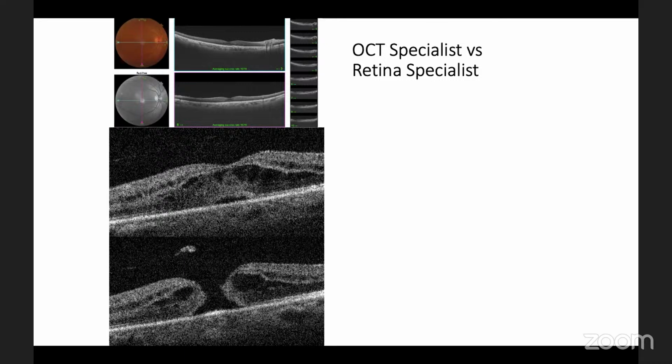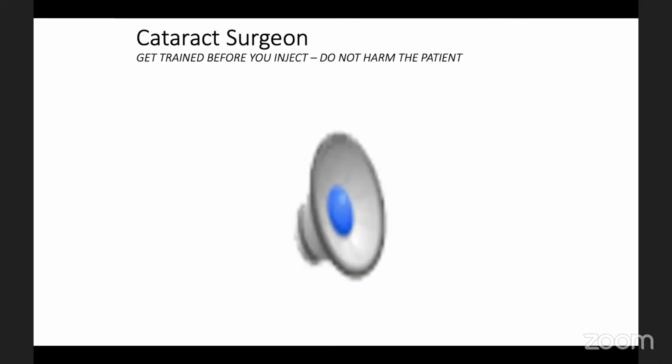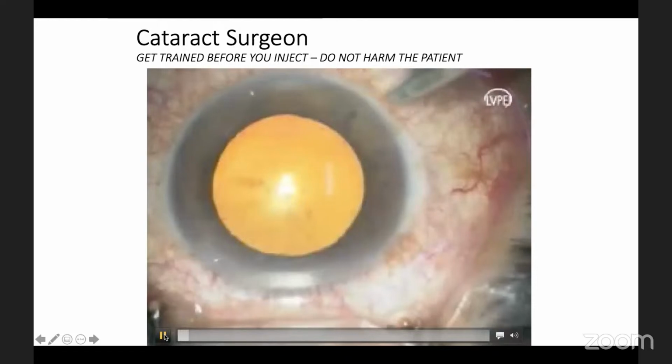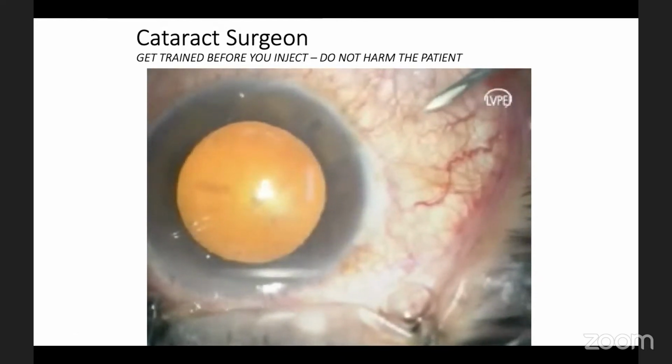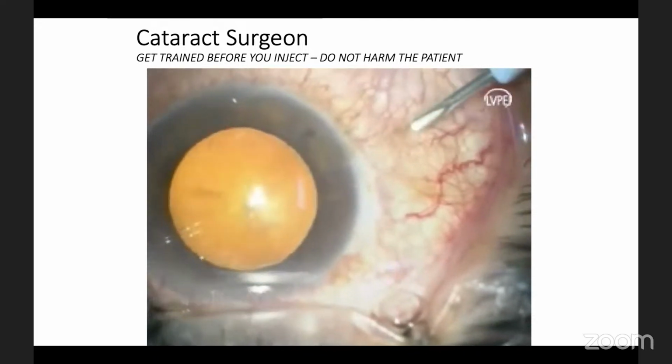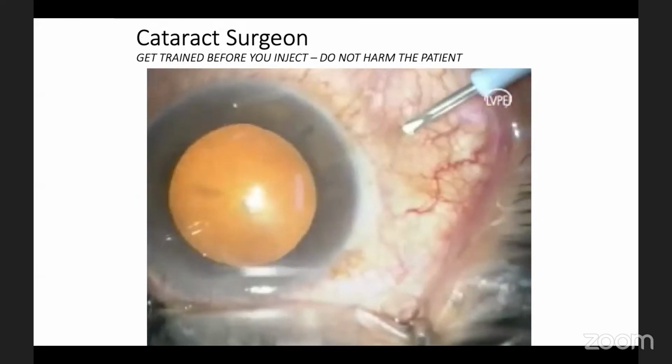So instead of treating this patient with injections, actually you have to do a vitrectomy in this patient. The other aspect of training which I would like to emphasize, apart from the diagnosis, is the injection itself. Don't try to give injection if you have not been trained in those injections. This is a cataract surgeon who is giving intravitreal injection of Ozurdex or dexamethasone implant.